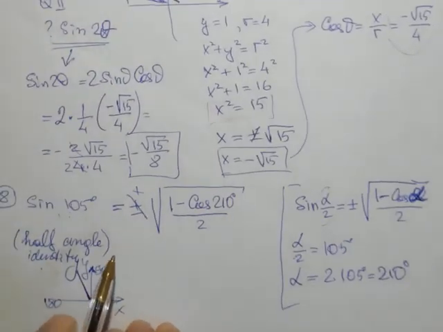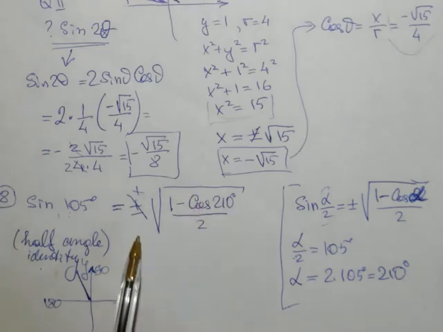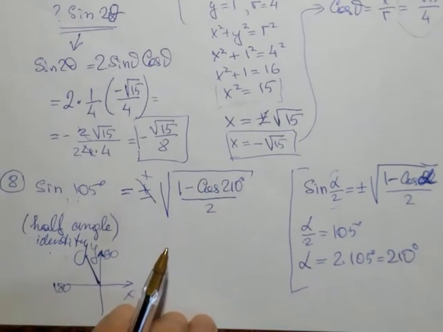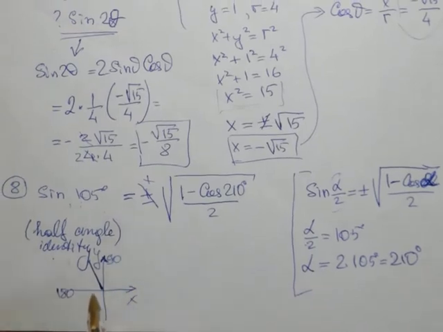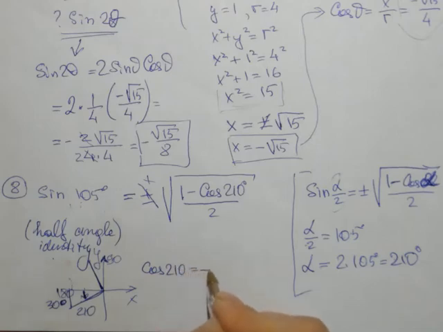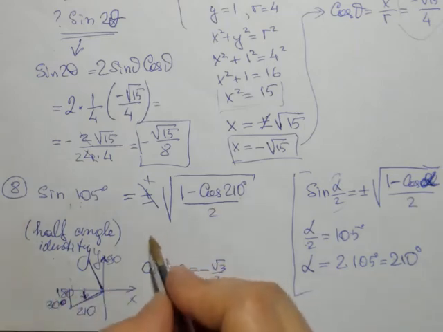And we substitute the value of cosine of 210 degrees. It is a special angle. We know the cosine value of this angle. 210 is 180 plus 30, so the reference angle is 30 degrees. Cosine of 30 is square root of 3 over 2. Here we are on the negative side of the x-axis, so cosine of 210 is negative square root of 3 over 2.